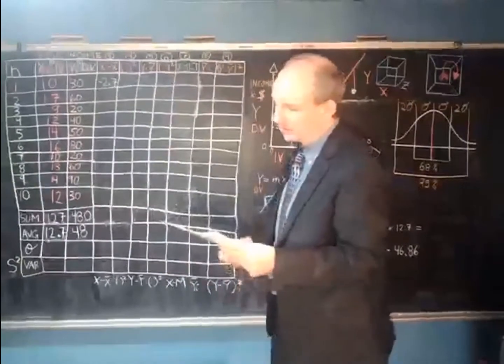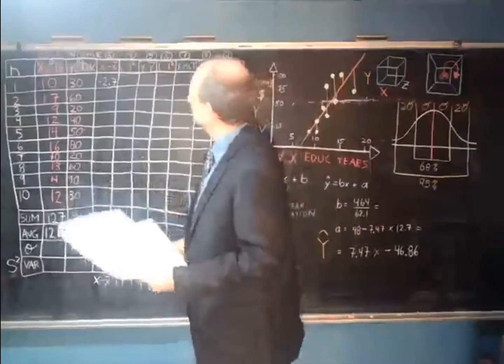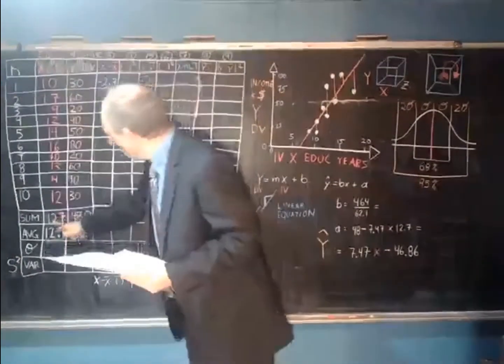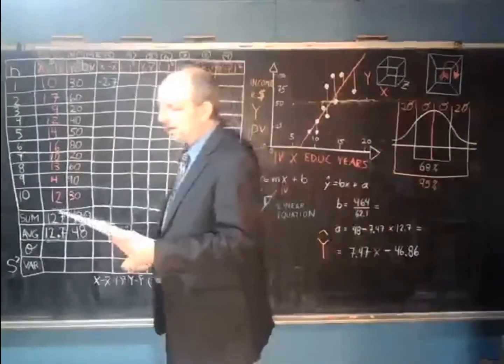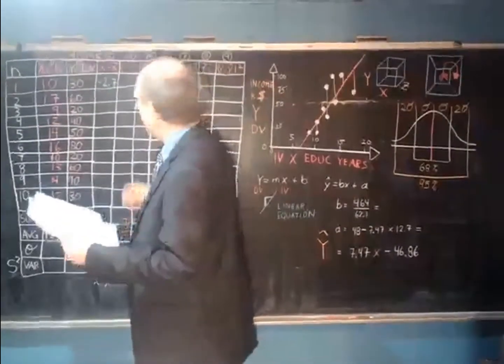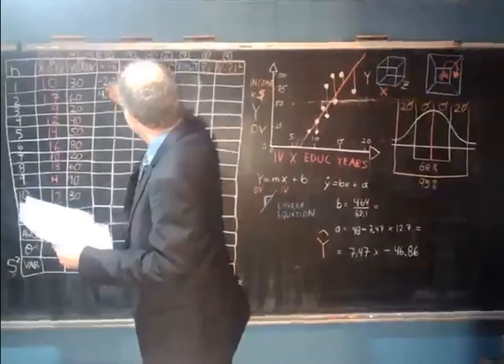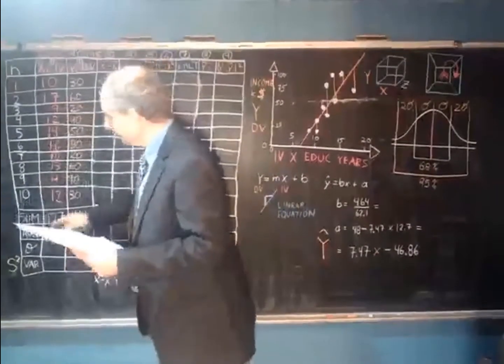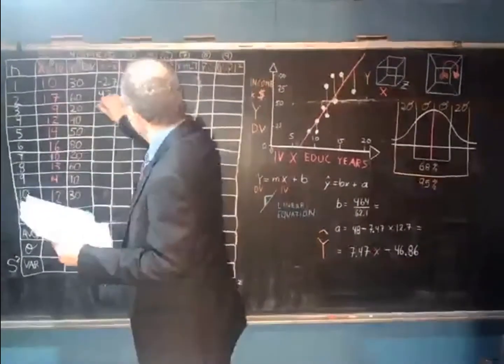Now, of course, I've pre-calculated all the other values. So here you would have 17 minus 12.7, which is going to give us a predictable value of 4.3. And then we're going to have 9 minus 12.7, which is going to give us minus 3.7.